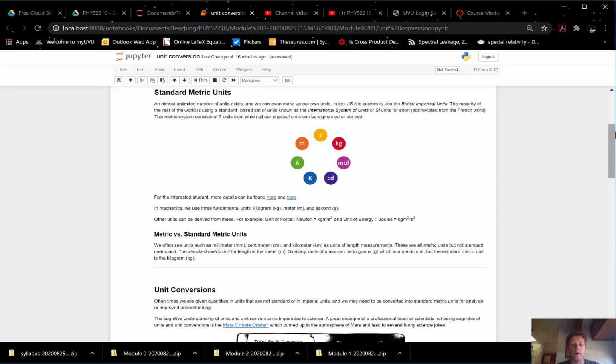And then we can derive other units from it, like the Newton, which is a measure of a force. We could derive that from the kilogram, meters, and second. Similar with a joule, which is a unit of energy. We could also derive that from the kilogram, meters, and the second.